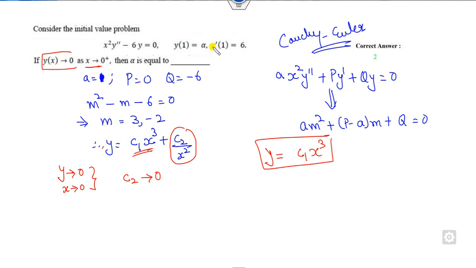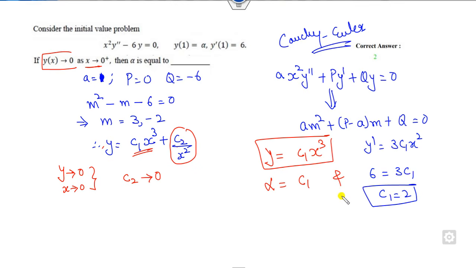Now your target is to find alpha, which is y(1), that is c1. The second condition is on y'. What is y'? It is 3c1 x². y'(1) is equal to 6, so 6 is 3c1. c1 is 2. So c1 is 2 means alpha is 2.